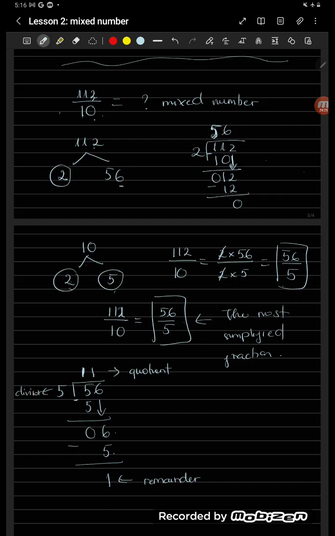Now we follow the order: quotient, remainder, divisor. Just put everything in: 11, remainder 1, divisor 5. So that's the answer.